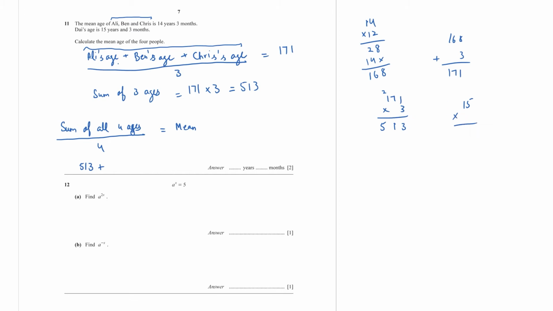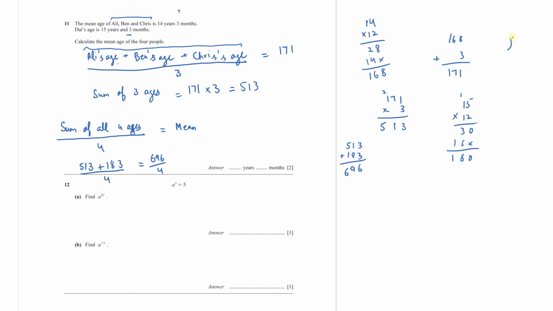So this would be 15 times 12. This should give you 5 twos are 10, 30, and then 15. So 0, 8, 180 plus 3 months. So you get 183. So Dai's age in months is 183, and then you divide them by 4. So 513 plus 183 will give you 3 plus 3 is 6, 8 plus 1 is 9, 5 plus 1 is 6. So 696 divided by 4.